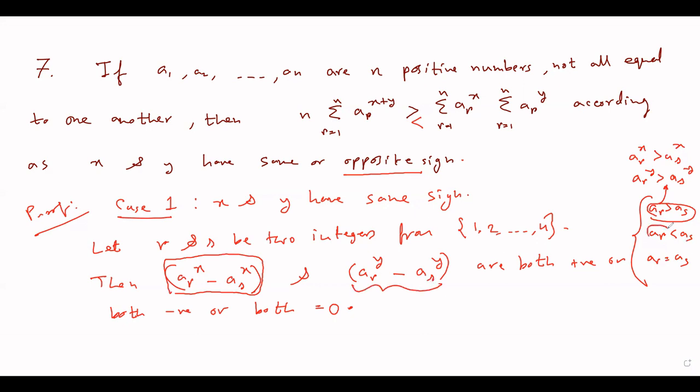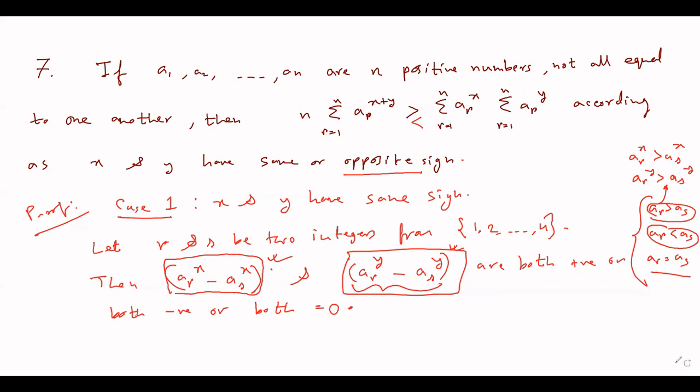Similarly, if we assume that ar is less than as, then both of them are going to be negative, right? And if we assume the very special case ar is equal to as, then both of them are going to be equal to 0. So these two expressions in these two boxes cannot have opposite signs. In case one of them does not have any sign, that is, one of them is equal to 0, then the other one is going to be 0 as well. So they share the same polarity, that's for sure, in every case.